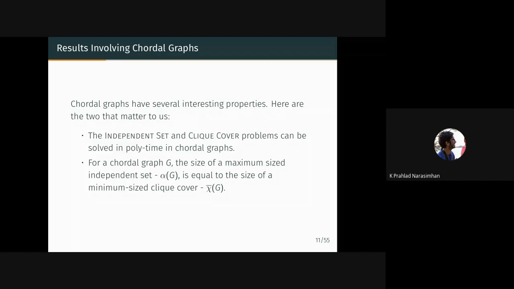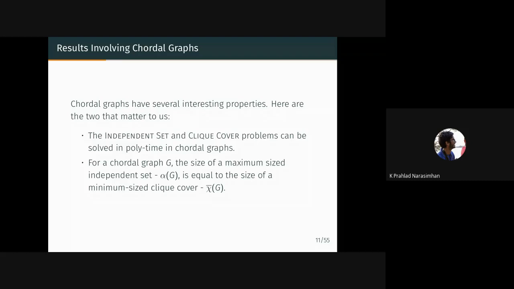I'm not sure what chi dash is always called, but I'll just call it the clique cover number of a graph. So the claim is that for a chordal graph, the independence number and the clique cover number are the same.